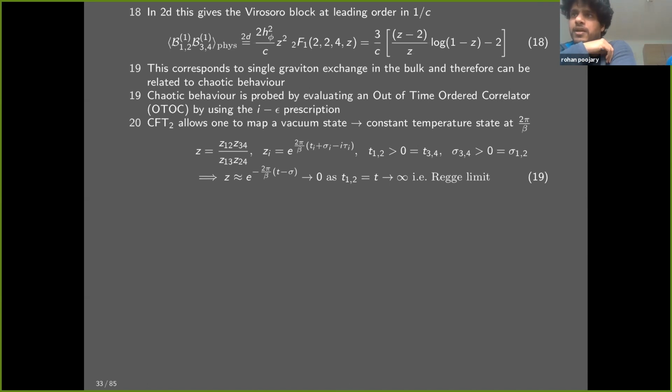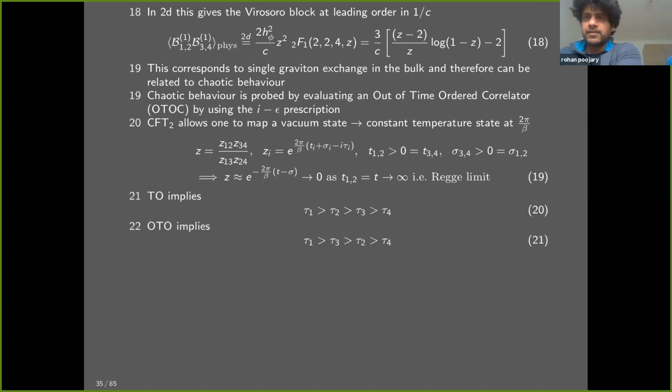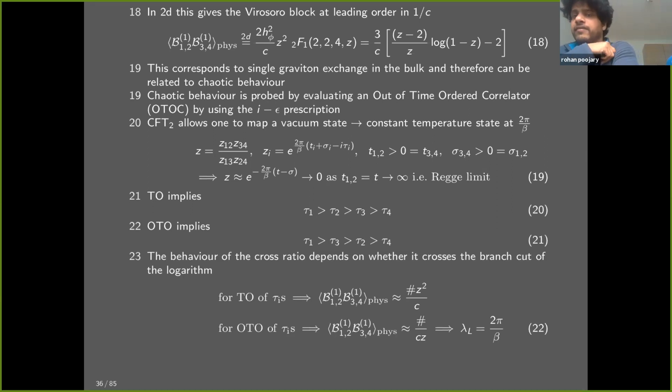You map the conformal field theory to a thermal state by mapping the Euclidean time, and then you keep your Lorentzian times in a particular order, and your Euclidean time ordering tells you whether you're computing an out-of-time-ordered correlator or a time-ordered correlator, and then you take your t to infinity, which is the Regge limit. So this is time ordering versus out-of-time ordering, and it turns out that for time ordering, your conformal block goes as z squared, so it goes to 0 as z tends to 0, which is the Regge limit. But for out-of-time ordering, you'll find that it goes as 1 over z.